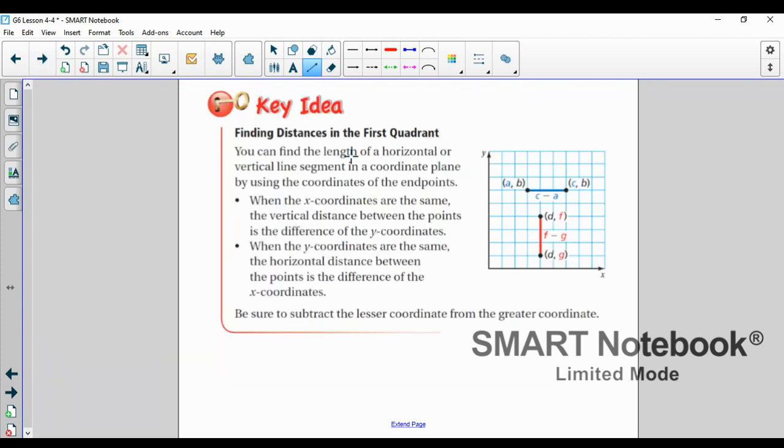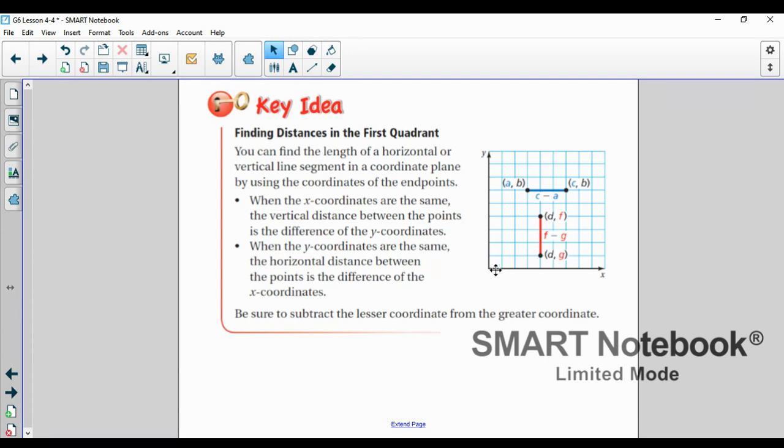Okay, so what does this do? Here it says find distances in the first quadrant. So this year we're only going to be focused on finding straight line distances that are either horizontal, like this blue line here, or vertical, like this red line here. So notice when the x coordinates are the same, the vertical distance between the points is the difference of the y coordinates. Here we're looking at this red line here.